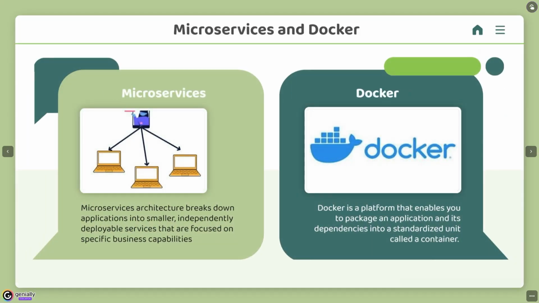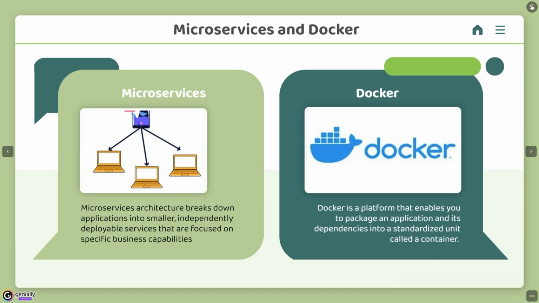So, microservices architecture breaks down applications into smaller, independently deployable services that are focused on specific business capabilities. Each microservice typically runs in its own process and communicates with other services via APIs.